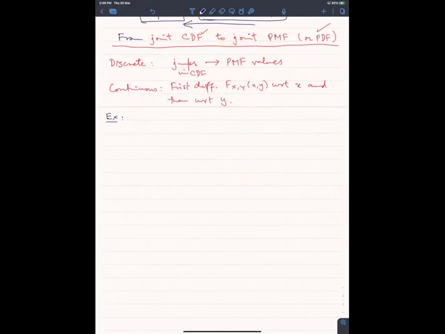Okay. So let's say you have a joint PDF f x y is equal to 2 e to the minus x e to the minus 2y when x is between 0 and infinity and y is between 0 and infinity.